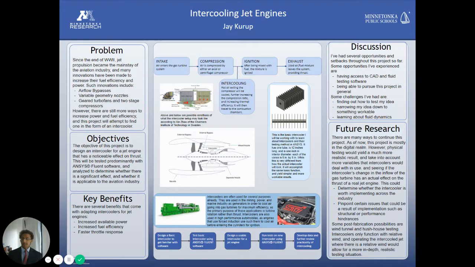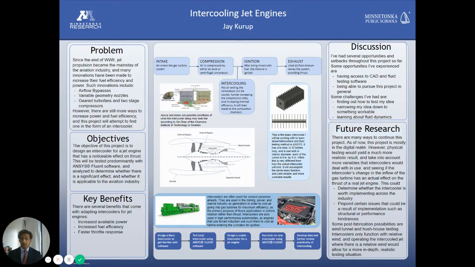with two side effects. One, it's denser because cold air is denser, which increases the overall compression ratio, and it also increases the thermal efficiency by keeping that air cooler. It'll then travel to the combustion chambers for ignition.